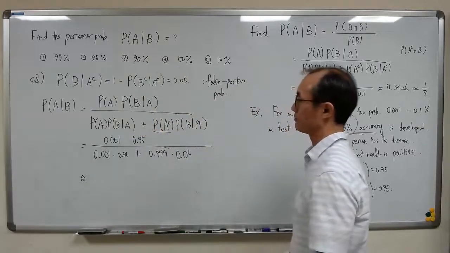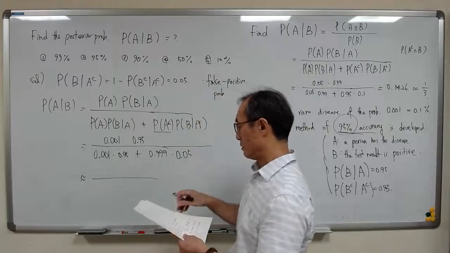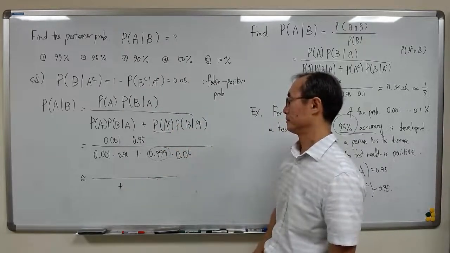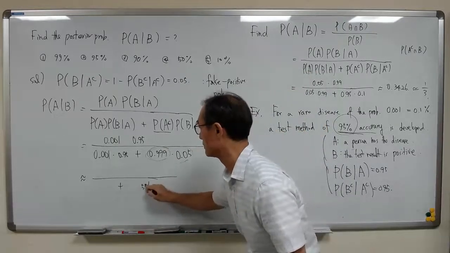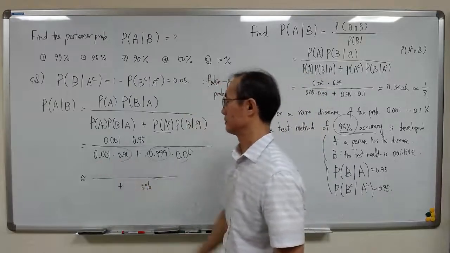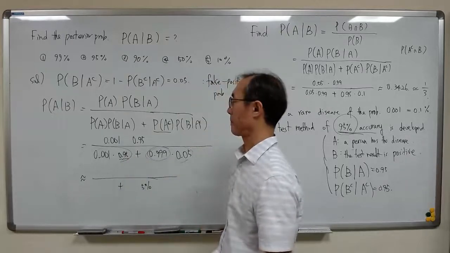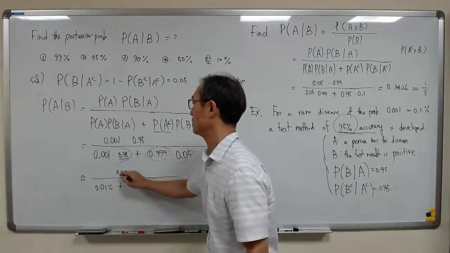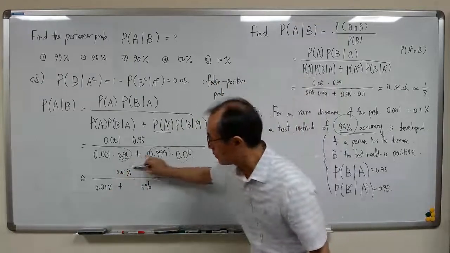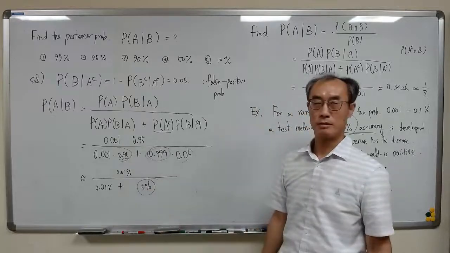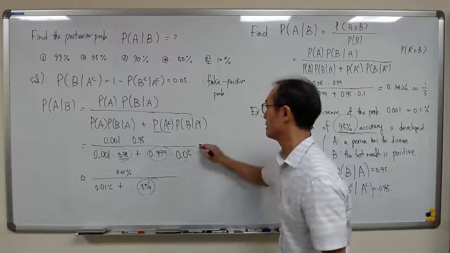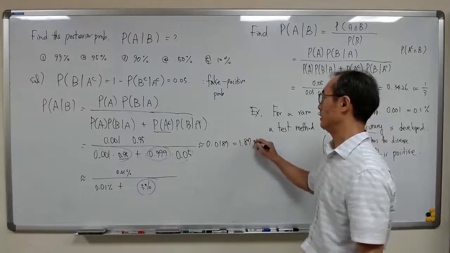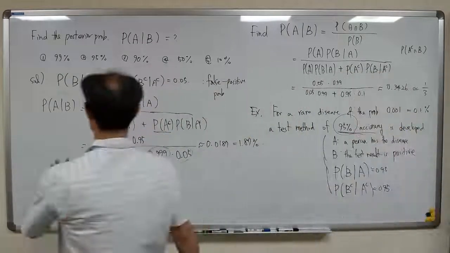How big is this number? This factor is almost 1, which means this term is approximately 5%. And what about this one? This is approximately 0.001, which means this is approximately 0.1%. This is a very tiny number compared to 5%. If you use the calculator, this is approximately 0.0187, which is 1.87%.